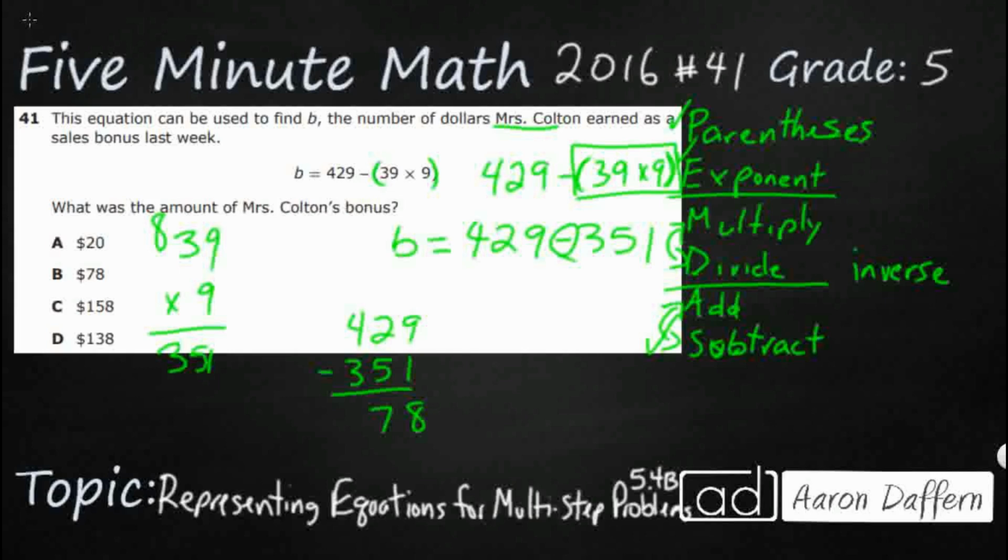Another thing we could do is, if we wanted to, take a look at this 39 times 9. That's almost 40 times 10. And so 40 times 10, obviously I rounded both of them up, that's going to be 400. So if I took that away from 429, that would have given us 29. Obviously that's not a very good estimate, but that at least lets us know that we're not going to use those big ones right there. Those are much too large. So our answer is going to be B, $78.